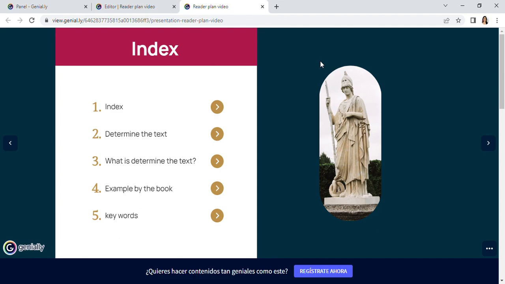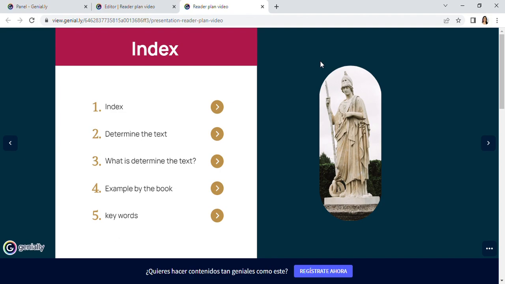The first one, the index, normal. The second one, determine the text, the topic. I present that. The third one, what is determine the text? I'm going to explain you what is determine the text. The fourth one is the example by the book and example by the literature, where you can put that concepts into a handy solution to understand how to determine the text in one text of literature.